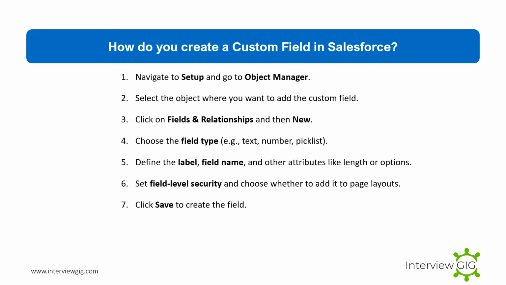How do you create a custom field in Salesforce? 1. Navigate to Setup and go to Object Manager. 2. Select the object where you want to add the custom field. 3. Click on Fields and Relationships and then New. 4. Choose the field type, e.g. text, number, picklist. 5. Define the label, field name, and other attributes like length or options. 6. Set field level security and choose whether to add it to page layouts. 7. Click Save to create the field.